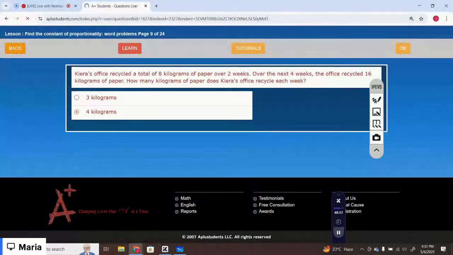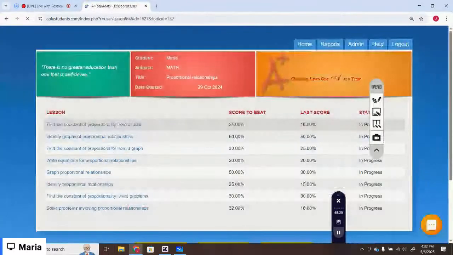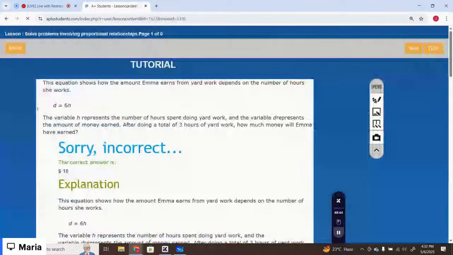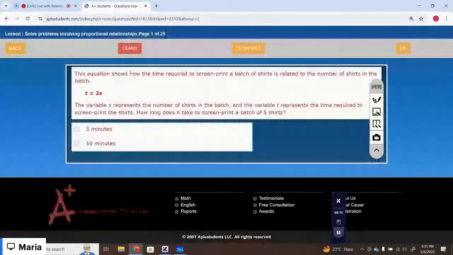Okay, you can complete the lesson by yourself. Let me just move on to the next lesson. The next lesson is solve problems involving proportional relationships. So let's just start with the test questions.